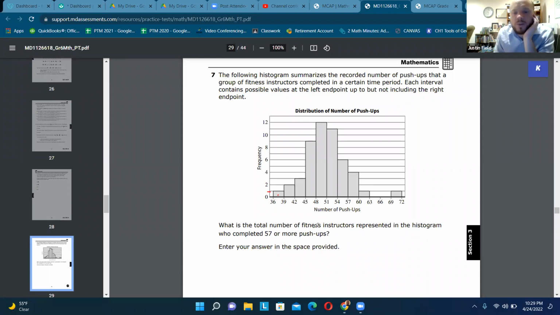What is the total number of fitness instructors represented in the histogram who completed 57 or more? So 57 is not included in this bar. It is included in this bar. And then we have that bar, and then we have that bar. So this bar goes up to 4. This bar goes up 1 and 1. So 4 plus 1 plus 1 is 6.